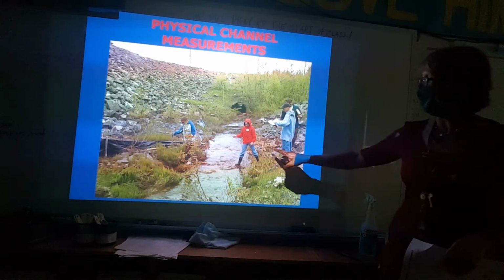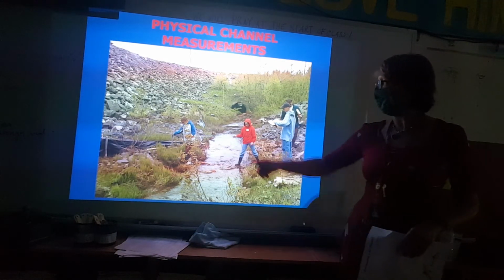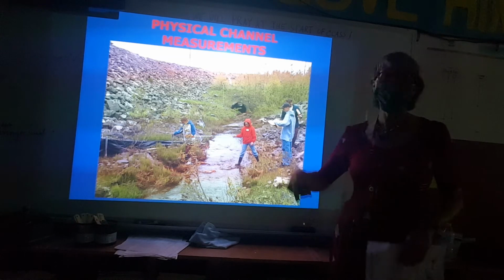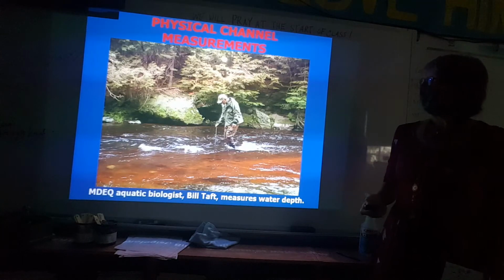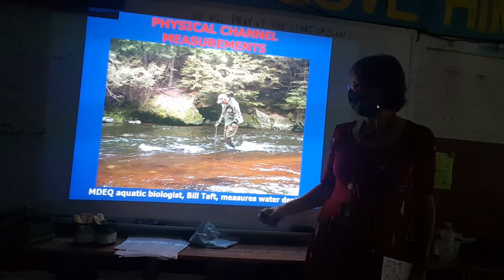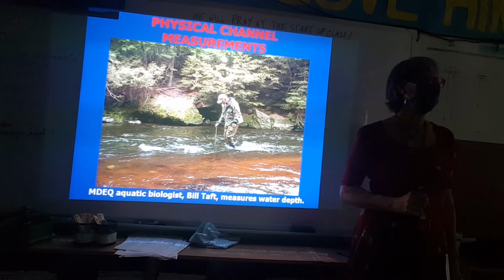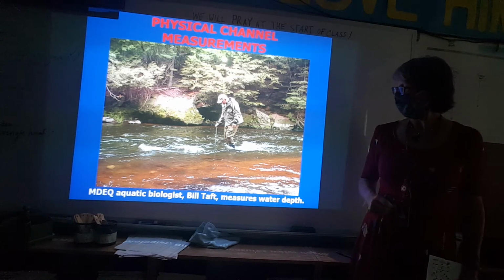Physical channel measurements are done with tools like measuring tapes and stuff like that, having to go in the river and measure down and wide. Here's a guy out there measuring depth. This is a scientist who's got his little ruler in the water there, his meter stick.